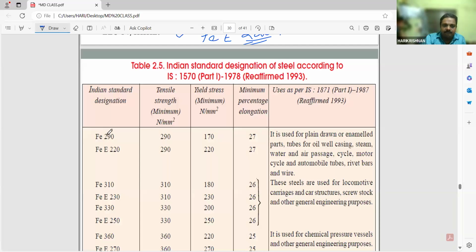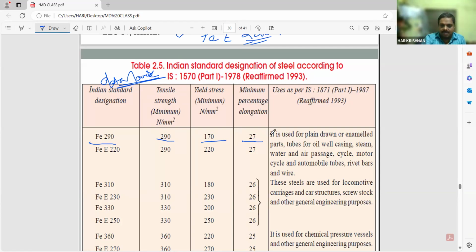So you may see Fe290. Indian standard designation Fe290 means tensile strength is 290, yield stress is 170, and minimum percentage elongation is 27. So when you are designing a machine component for your engineering or diploma purpose, when you study, there will be a data book. You can take the standard values from the data book and substitute in the problem. That is why this table is given over here.